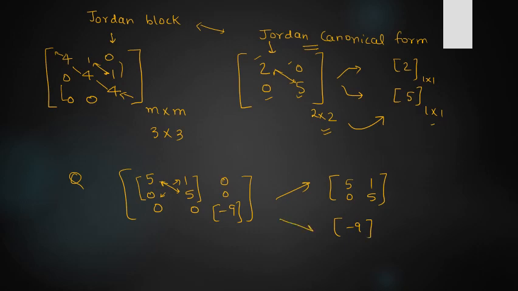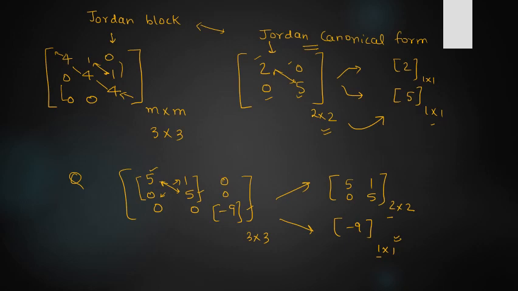Why? Because we can only make Jordan blocks from the diagonal elements, right? So 5, 5, minus 9. Now minus 9 is the separate entity which we can come up with. So this is of 2 by 2 order, this is of 1 by 1 order. Remember, when you do the sum of the orders, it must be equal to the order of the parent matrix.